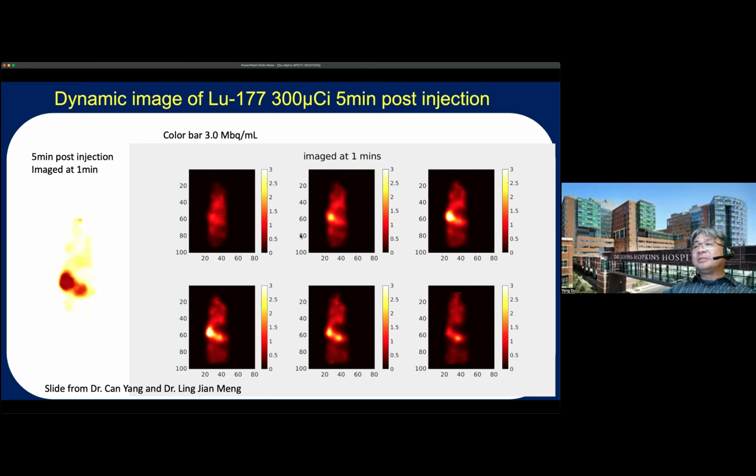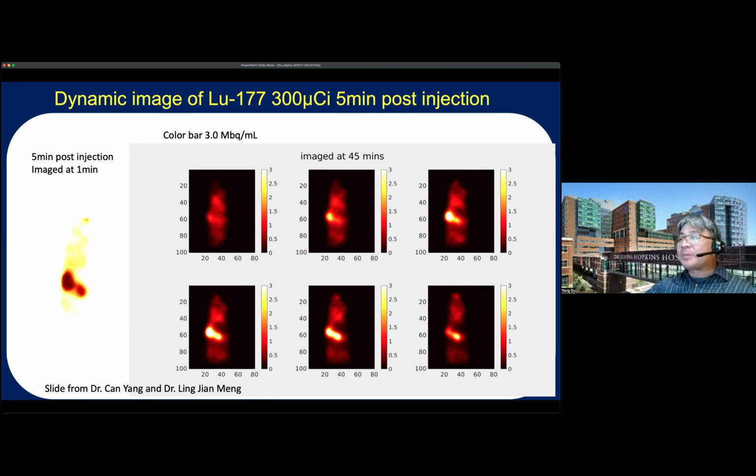Here the images are acquired at different times, like 1, 2, 3, up to 1 hour. So we can see the changing of the activity in the body. That's really very useful for imaging not only alpha emitters but also beta emitters.